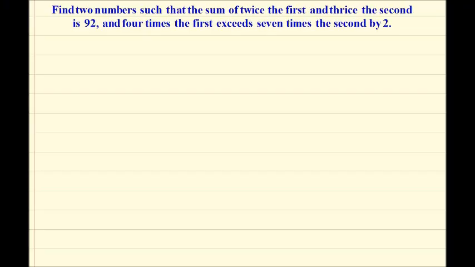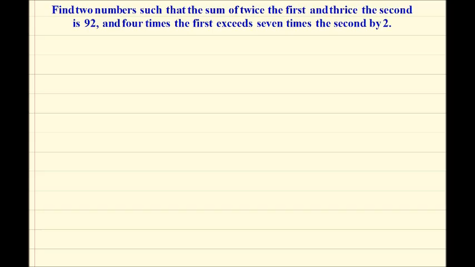Here the question is: find two numbers such that the sum of twice the first and thrice the second is 92, and 4 times the first exceeds 7 times the second by 2.